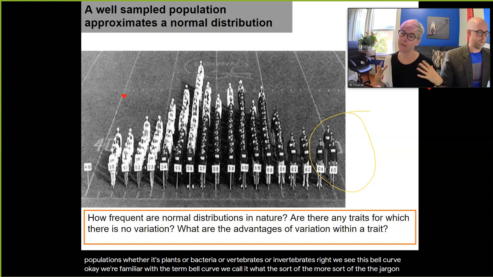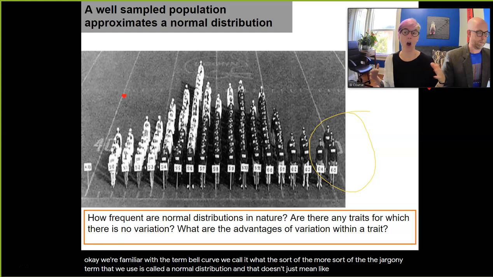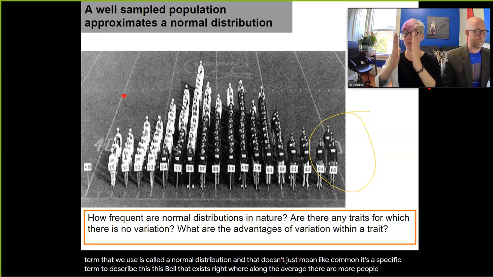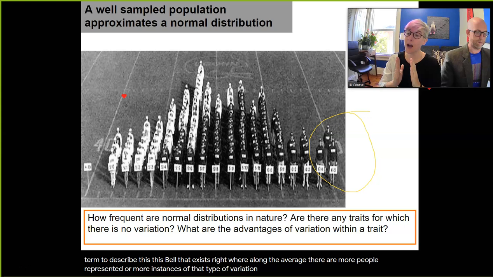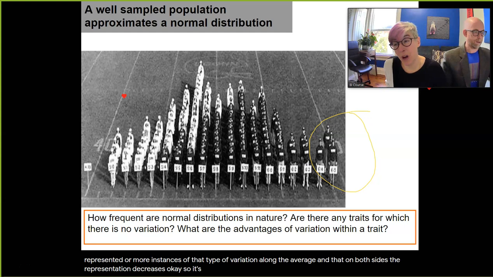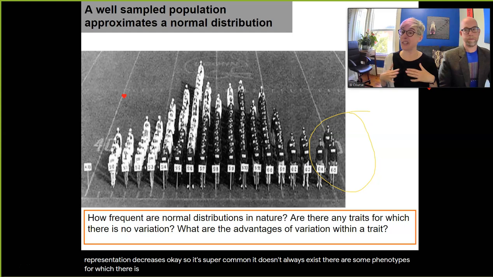And that doesn't just mean common. It's a specific term to describe this bell, where around the average there are more people represented, or more instances of that type of variation, and on both sides the representation decreases. Okay. So it's super common. It doesn't always exist. There are some phenotypes for which there is zero variation. So can you think of a trait that has no variation in it?